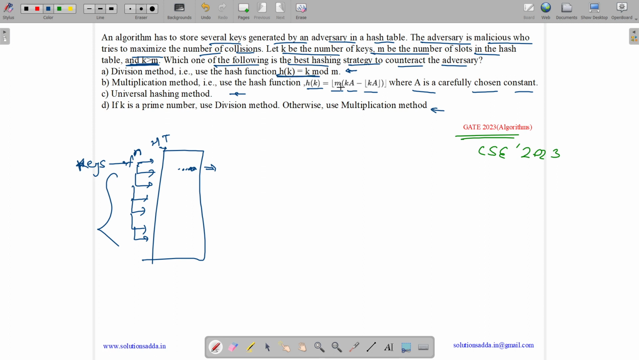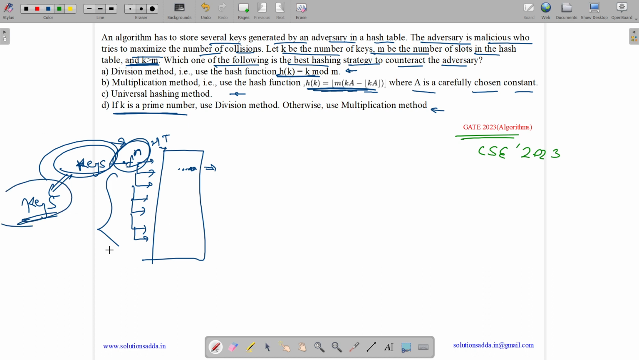Here you can see various functions are given, but these functions are irrelevant unless we are given the actual function and the actual keys. If we had been given the keys, we would have applied all the functions and found out which gives the minimum collision. But here keys are not given, thus we have to go by definition. The answer is universal hashing method.